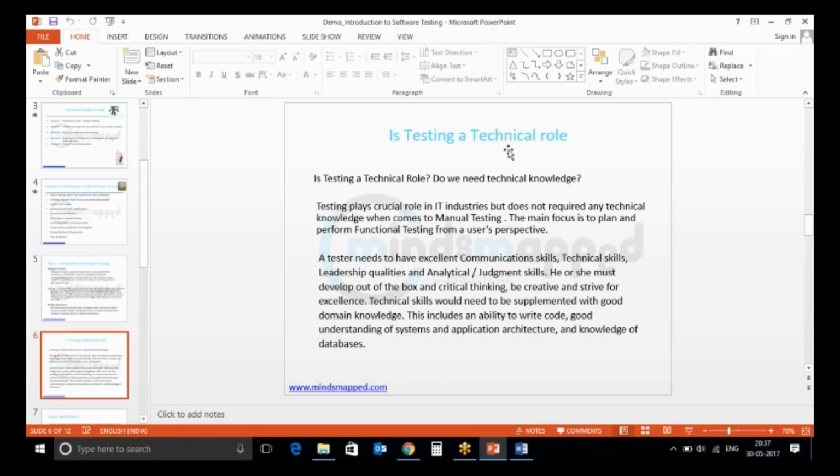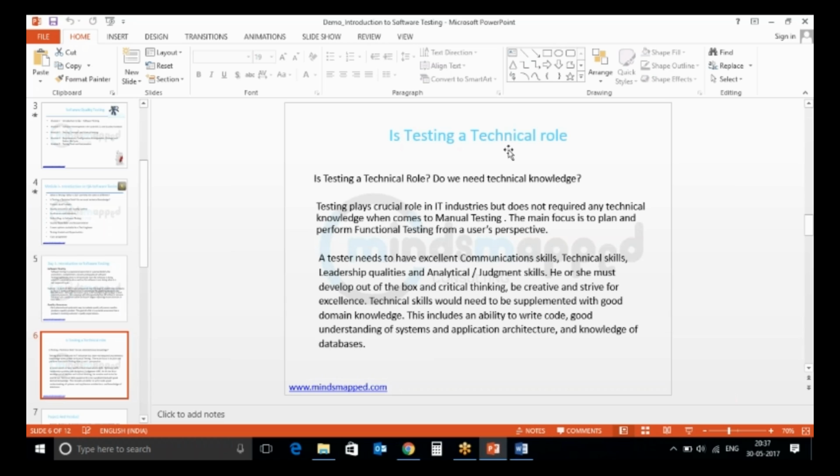So moving on, the next question that comes into anybody's head before joining the IT industry in a testing role is: is testing a technical role? Do you need any technical knowledge around it? Testing plays a crucial role in the IT industry but does not require any technical knowledge when it comes to manual testing, which is black box testing. All you need is good communication skills, good technical skills, good leadership qualities, and analytical and judgment skills.